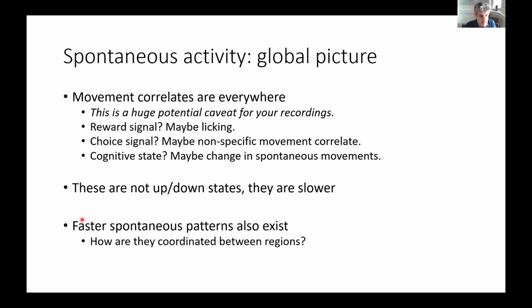Faster spontaneous patterns also exist, such as the gamma rhythms and so many other types. How are they coordinated between brain regions? This is completely open. This is your job to find that out. And how all of this ongoing activity interacts with the responses to sensory stimuli and the command of movements and all of those things, all of this is really basically completely open.